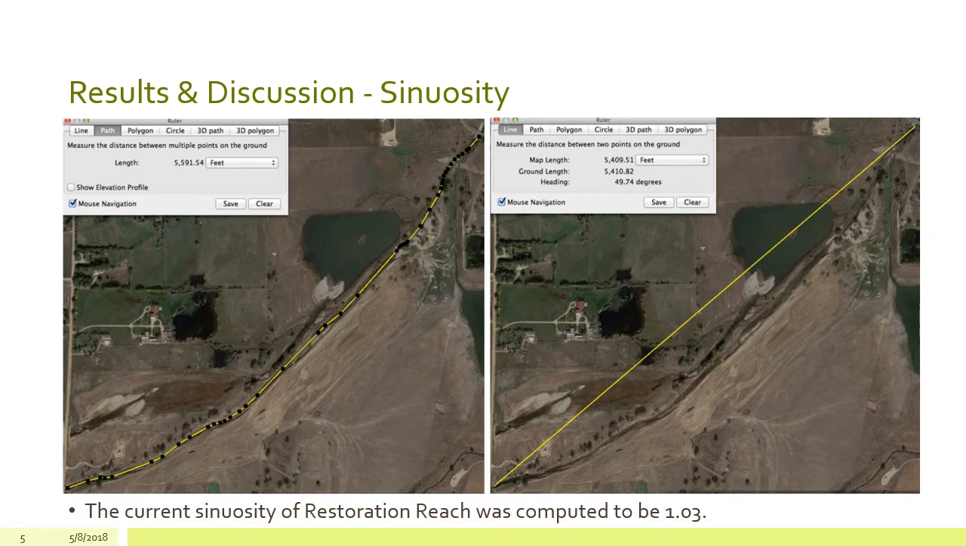The sinuosity of a reach is computed by dividing the channel centerline length by the length of the valley centerline. The image to the left shows that the channel centerline length is approximately 5,591 feet, and the image to the right shows the valley length is 5,409 feet in length. So the current sinuosity of Restoration Reach is 1.03.